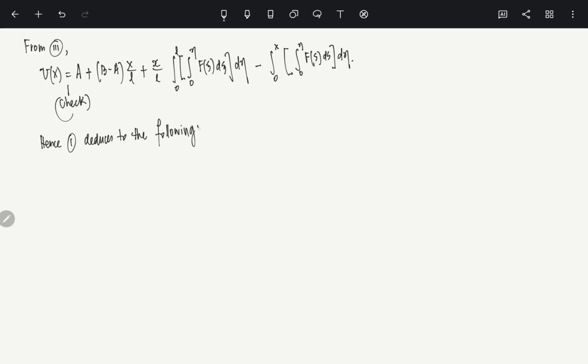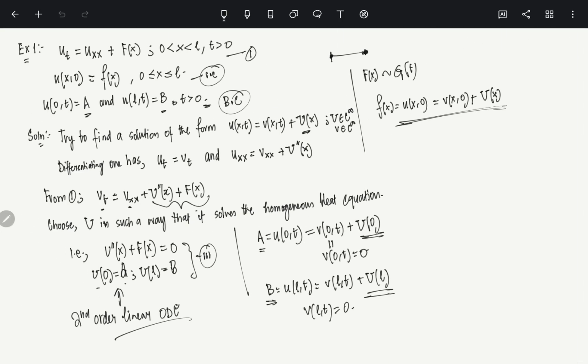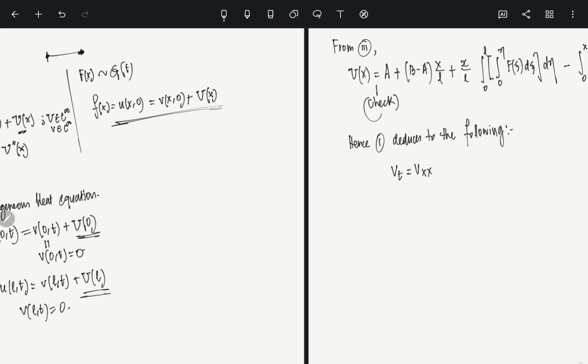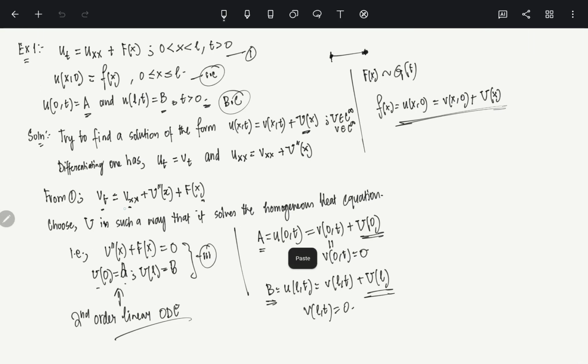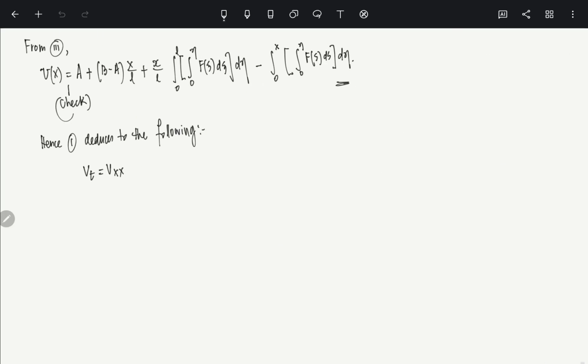Okay, what does it reduce to? Let's understand this. Vt equals Vxx, this is true, because this part we are assuming to be 0. For u which looks like this, this part is going to be 0. So Vt equals Vxx in this interval, between 0 and L, and t positive.